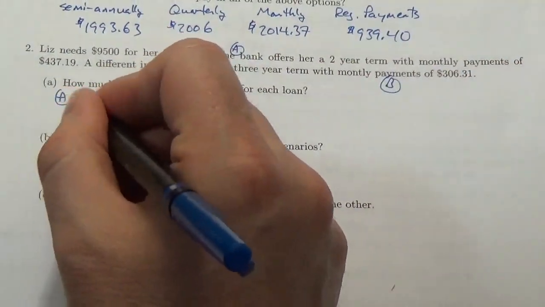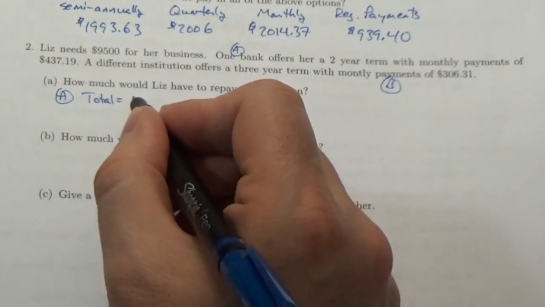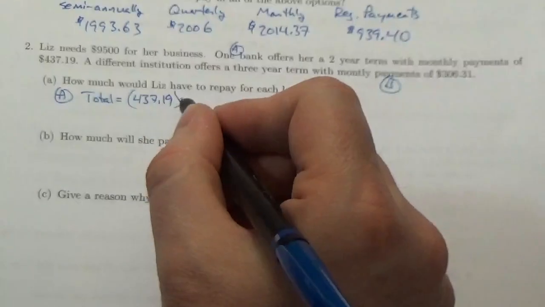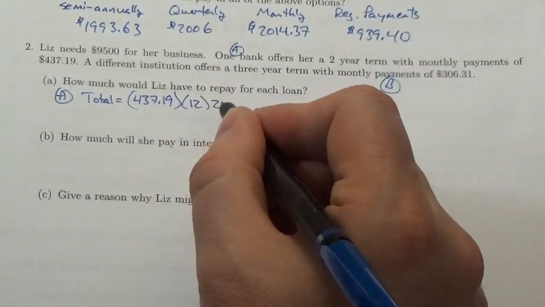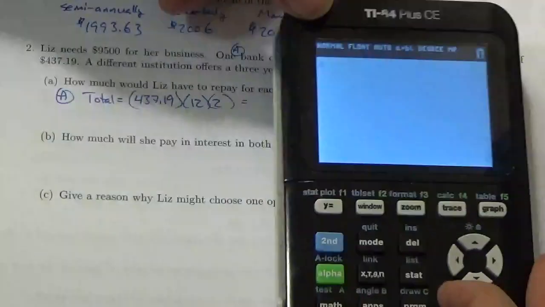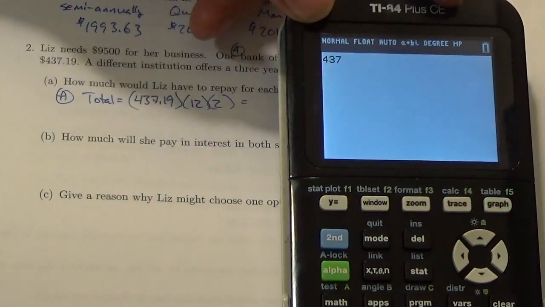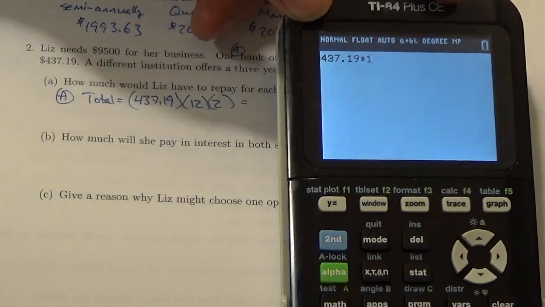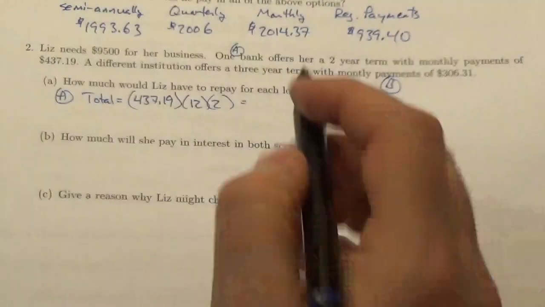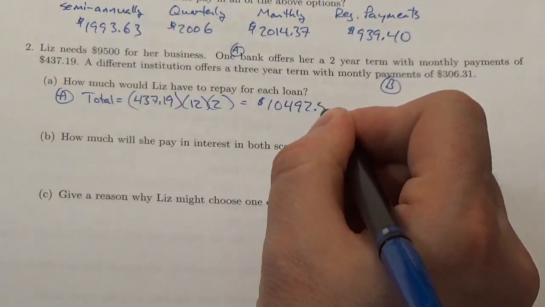So in A, the total that she is going to pay back is going to be $437.19. We're paying that back monthly for 2 years. Okay, so 12 times a year for 2 years. So that's going to be $437.19 multiplied by 12 for each payment per year, multiplied by 2 for both years. So the calculator says we're going to pay back $10,492.56.